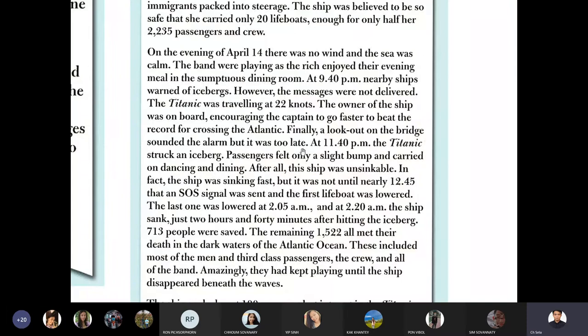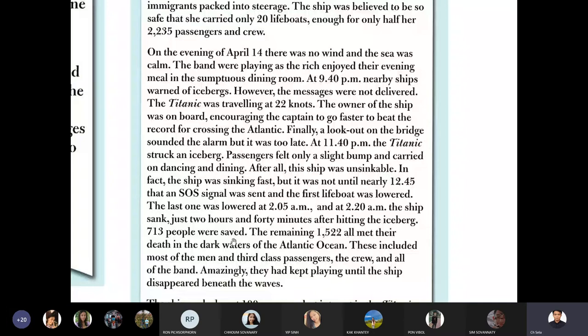At 11:40 p.m., the Titanic struck an iceberg, and passengers felt a slight bump and carried on dancing and dining. After all, the ship was unsinkable. In fact, the ship was sinking fast, but it was not until nearly 12:45 that an SOS signal was sent and the first lifeboat was lowered. The last one was lowered at 2:05 a.m. And at 2:20 a.m., the ship sank, just 2 hours and 40 minutes after hitting the iceberg.